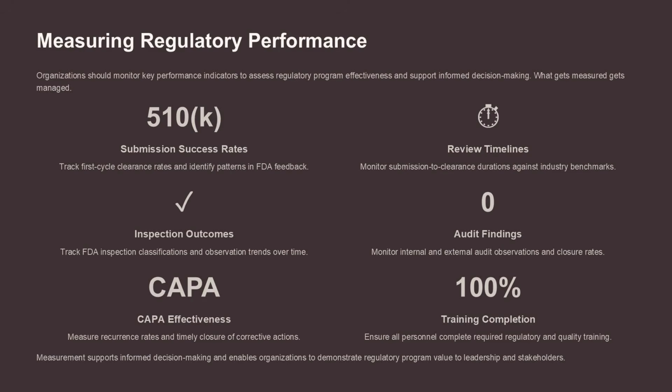Organizations should monitor key performance indicators to assess regulatory program effectiveness and support informed decision-making. What gets measured gets managed. Submission success rates, review timelines, inspection outcomes, audit findings, CAPA effectiveness, and training completion are critical metrics.